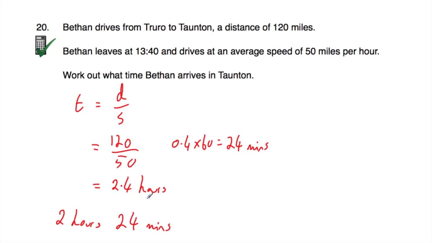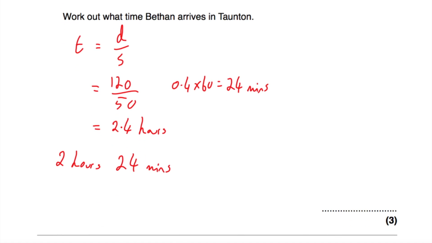So I've just changed the 0.4 into minutes by timesing it by 60. So that's fantastic. We now know it takes Bethan 2 hours and 24 minutes to get from Truro to Taunton. So now let's do a little bit of a timeline. She leaves at 1:40.